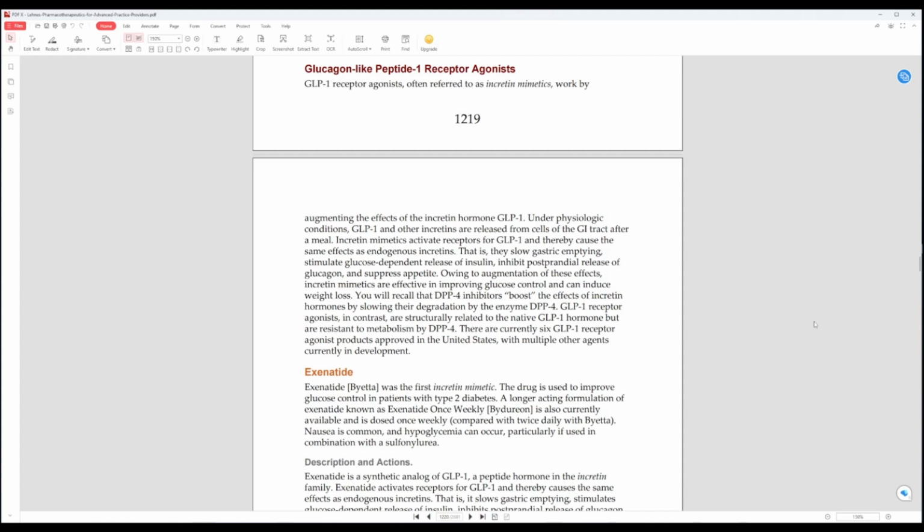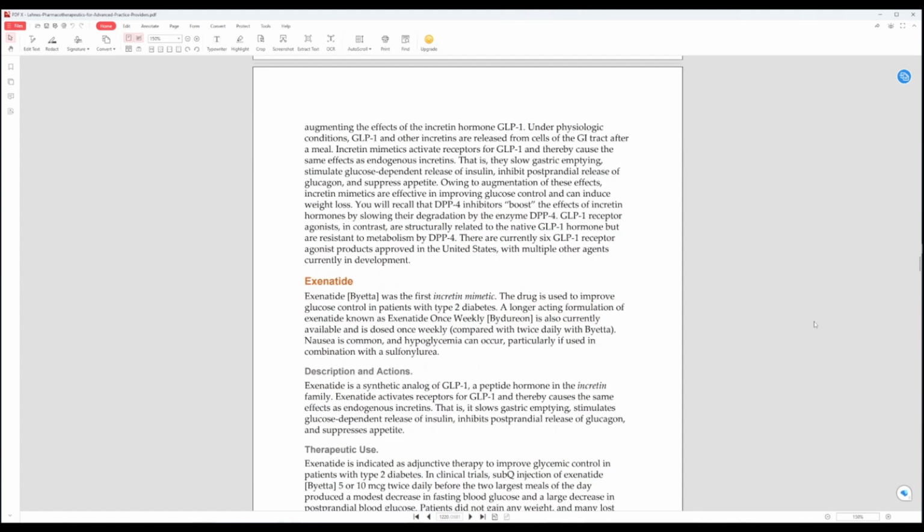You will recall that DPP-4 inhibitors boost the effects of incretin hormones by slowing their degradation by the enzyme DPP-4. GLP-1 receptor agonists, in contrast, are structurally related to the native GLP-1 hormone, but are resistant to metabolism by DPP-4. There are currently 6 GLP-1 receptor agonist products approved in the US, with multiple other agents currently in development.